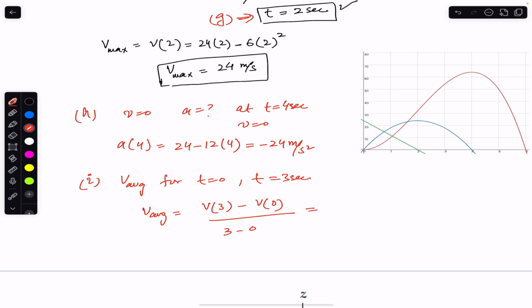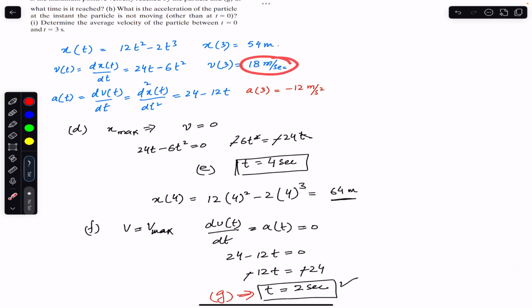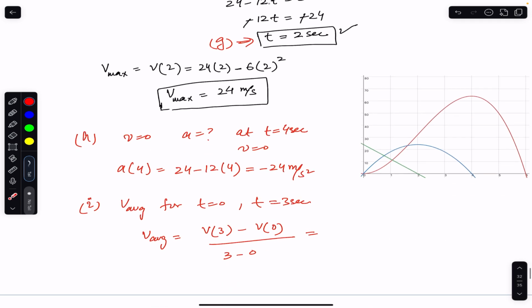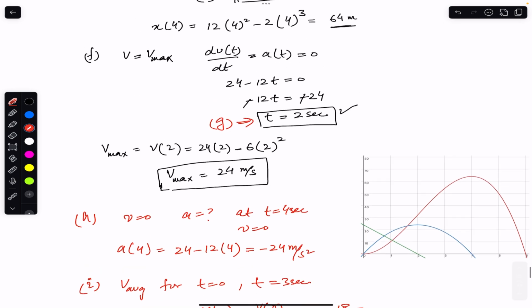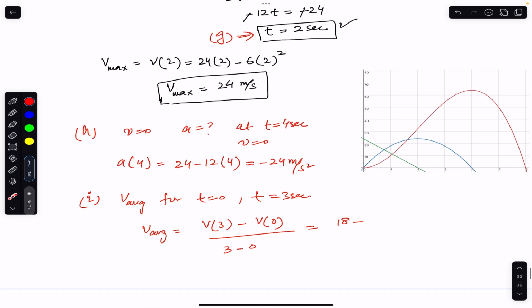So the velocity at 3 seconds, we know, is 18 meters per second. So here this will be 18 minus the velocity at t equals 0. If we put t equals 0 in this equation, 24 into 0 is 0 minus 0. So velocity at t equals 0 is 0. So we can say that 18 minus 0 divided by 3 minus 0 is equal to 18 divided by 3, which is equal to 6 meters per second. So the average velocity is 6 meters per second.